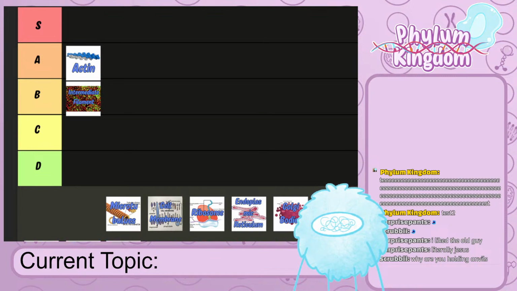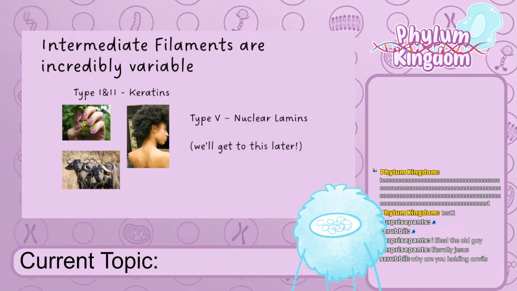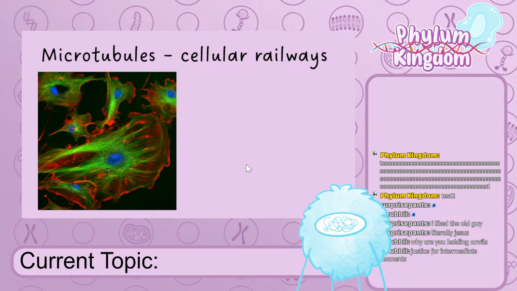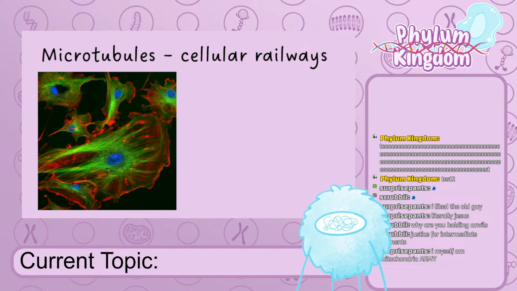So, next up, we have microtubules. Microtubules, all right. So, microtubules are cellular railways. So we can see in this picture that the microtubules are stained in that fluorescent green, and the actin is stained in that red. And I apologize if you are red-green colorblind. Researchers back then didn't seem to get the memo that might have been something to be concerned about. But yeah, microtubules are cellular railways.